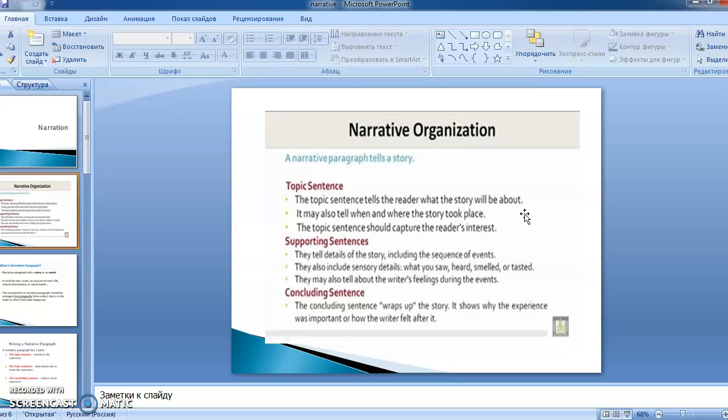In the supporting sentences, they tell details of the story, including the sequence of events, and they also include sensory details: what you saw, heard, smelled, or tasted. They may also tell about the writer's feelings during the events. In the concluding part, the concluding sentence wraps up the story. It shows why the experience was important or how the writer felt after it.